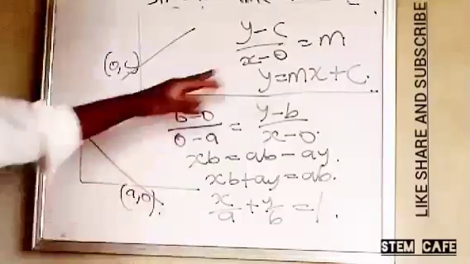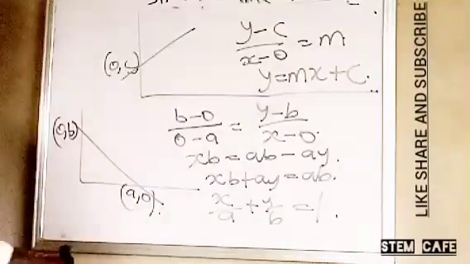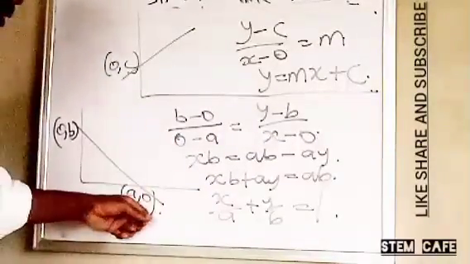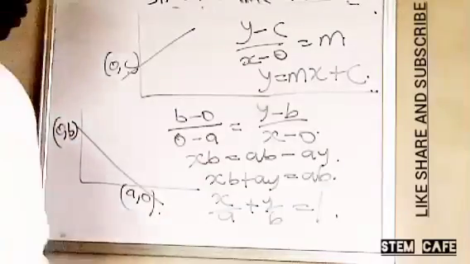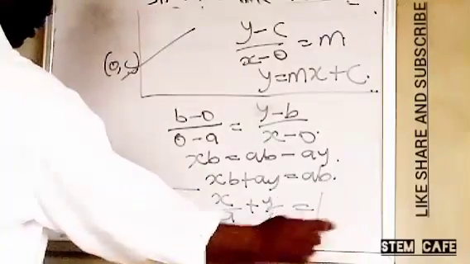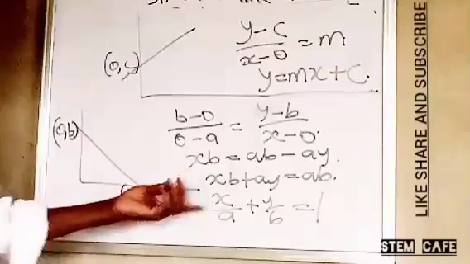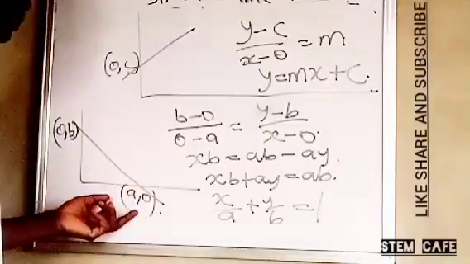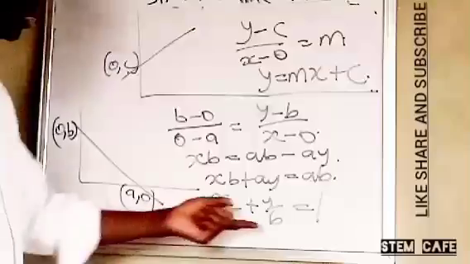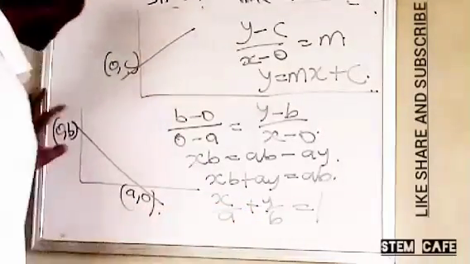If you are given a straight line and you are asked to find the intercepts on the x and y axis, just convert everything to this format to be equal to 1. The denominator of x is the x-intercept, and the denominator of y is the y-intercept.